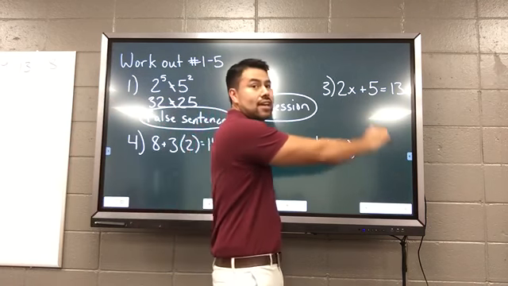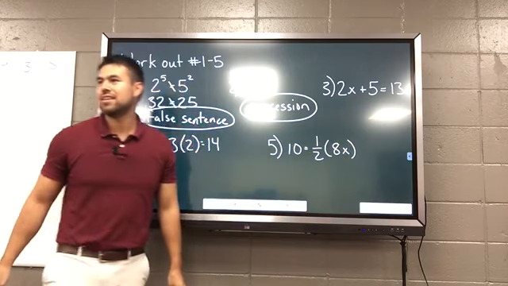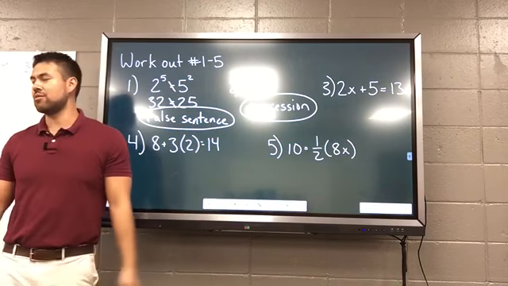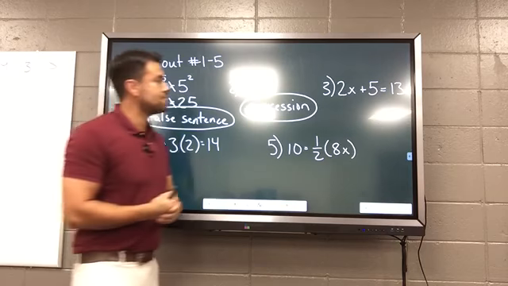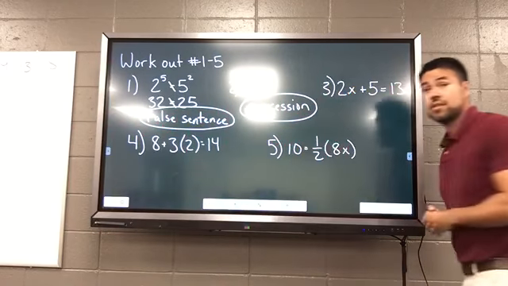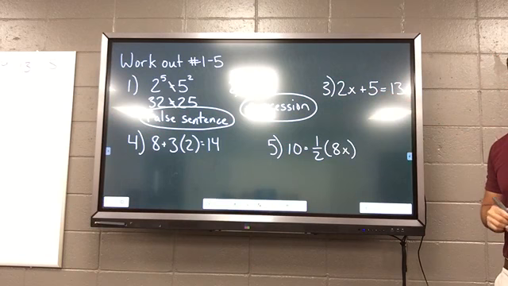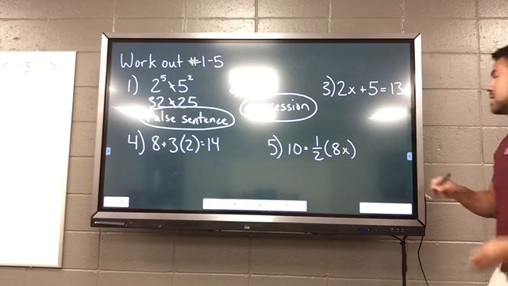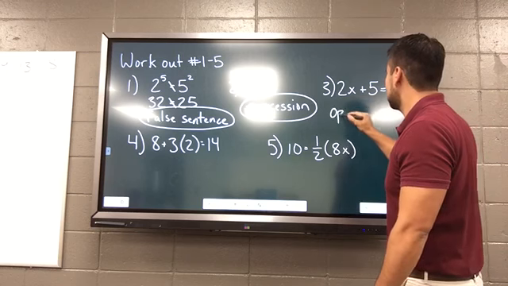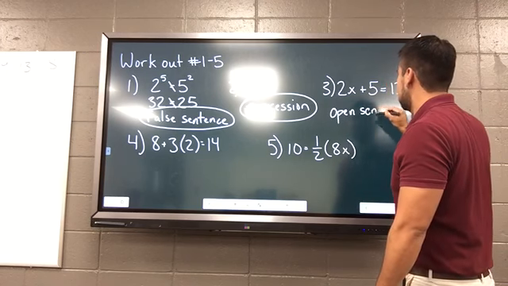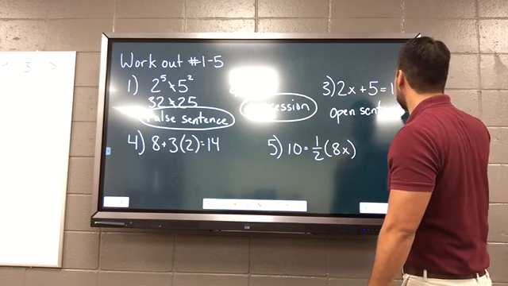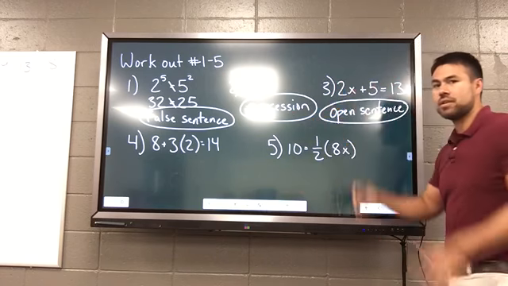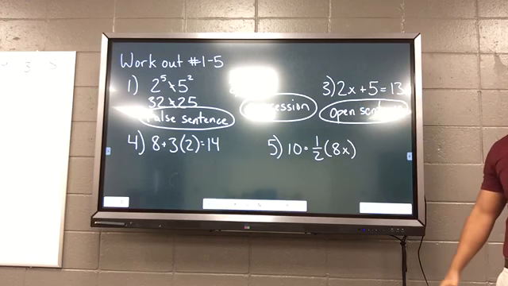Next one, number 3. Let's go with Laura. Which one is it out of those 4? Number 3. Yep. Open sentence. Why do you say that? Because you have a variable. Has a variable. You can't tell me if it's true or false. You can just say it's open. Like it's open for whatever x is going to be.